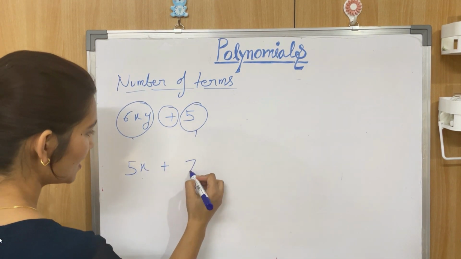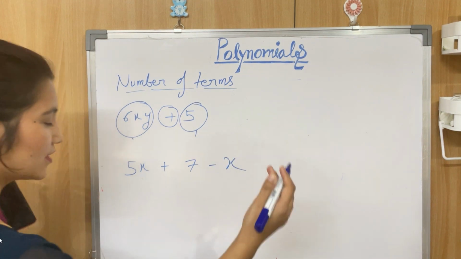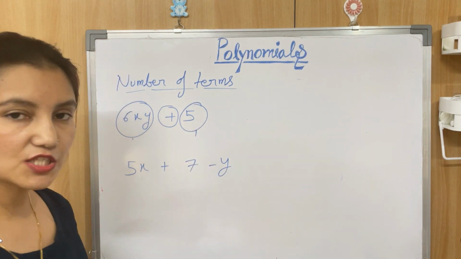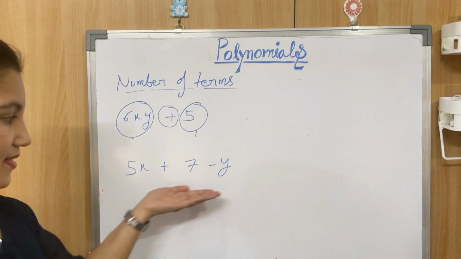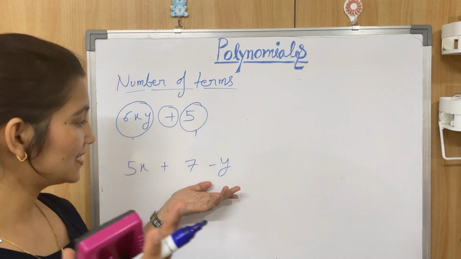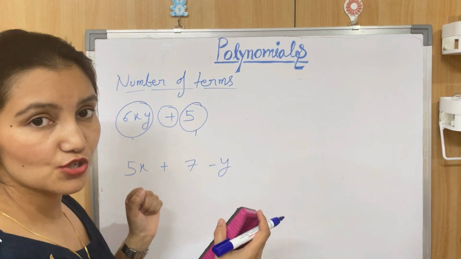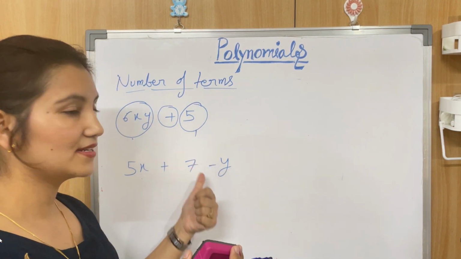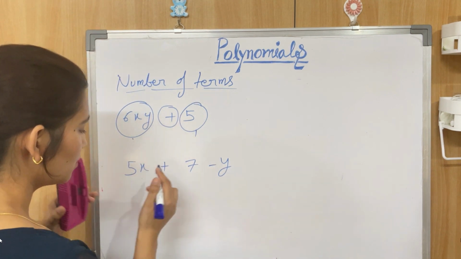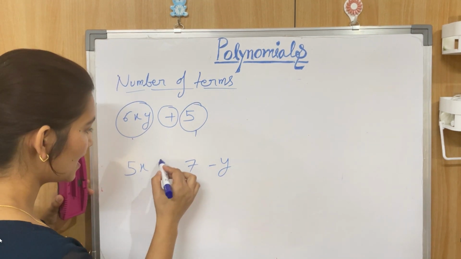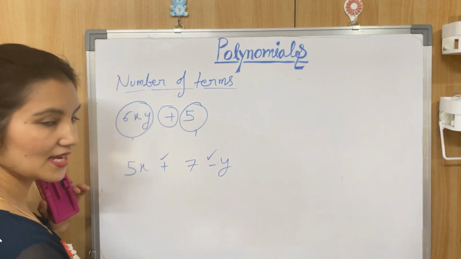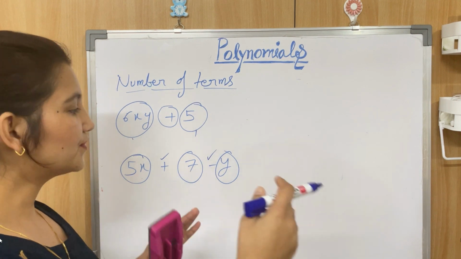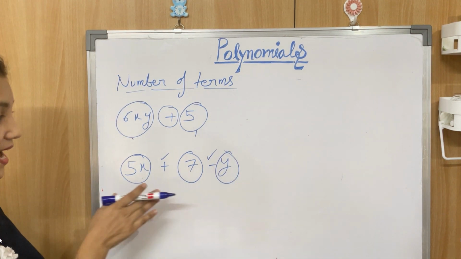Let's take another example: 5x plus 7 minus x, or you can just take it as y. How many terms does this expression have? Again, recall what I said. In an expression, the terms are separated either by a plus sign or a minus sign. So you just find out where we have plus or minus signs. We have one plus sign here and one minus sign here. So definitely these are different terms, right? So how many terms do we have in this case?